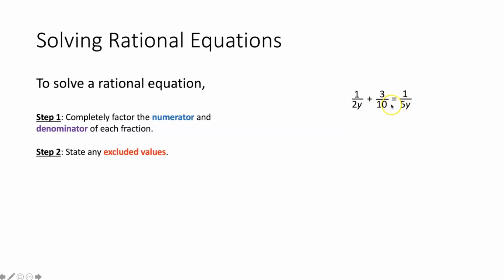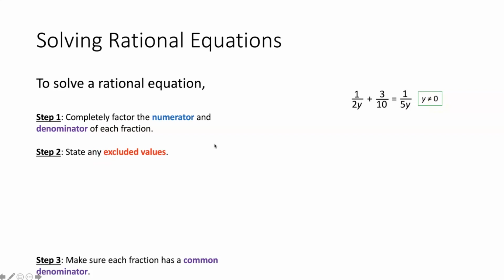Here, if I set 10 equals 0, oh, there's no variable here, so we're good there. And then if I set 5y equal to 0, solve for y, I end up getting y is equal to 0 again. So our only excluded value would be y is equal to 0. That would cause both of these denominators to equal 0. Therefore, it's an excluded value. So we have to write y cannot equal 0.